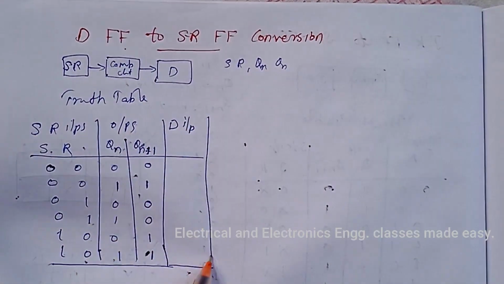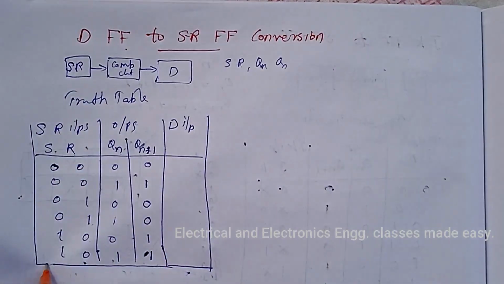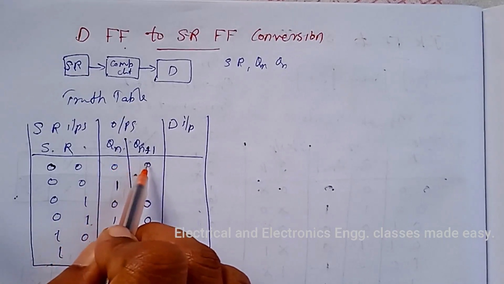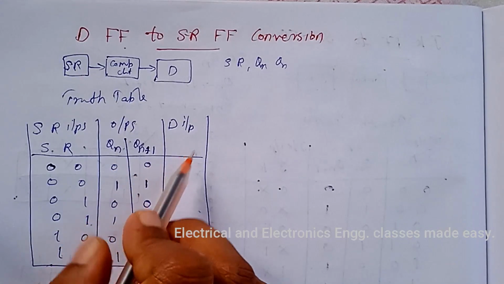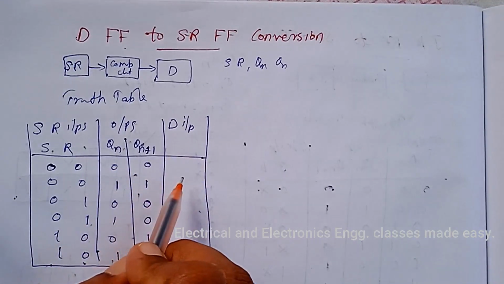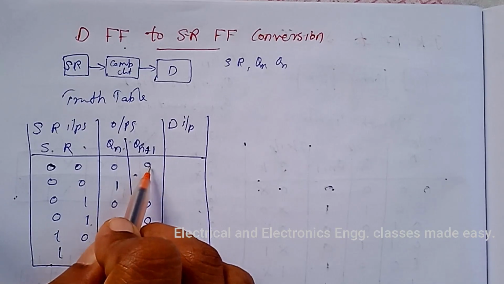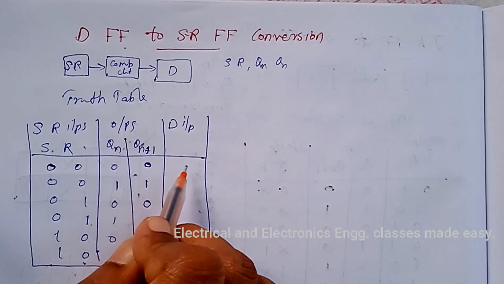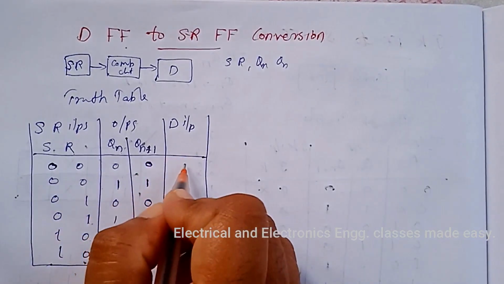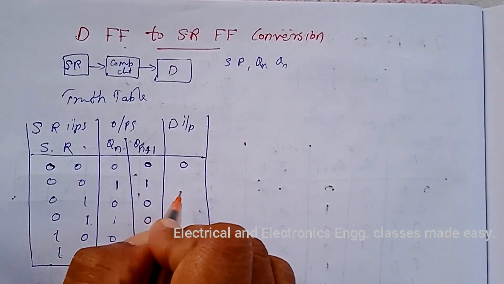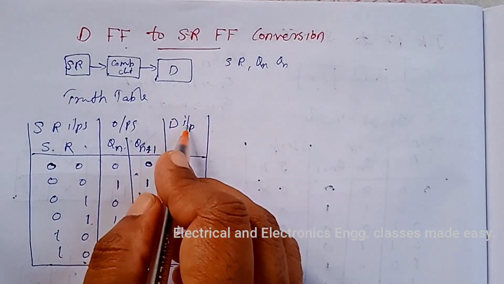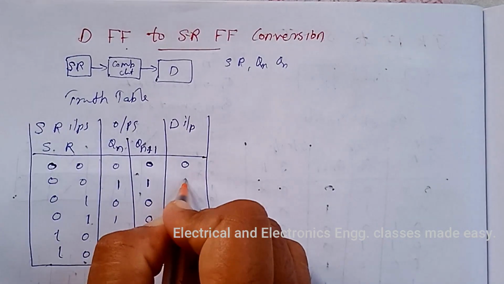Now the D input. For this next state we have to calculate the D input. To obtain the output 0, what will be the D input? It will be 0. Next is 1. To obtain 1, the D input will be 1.